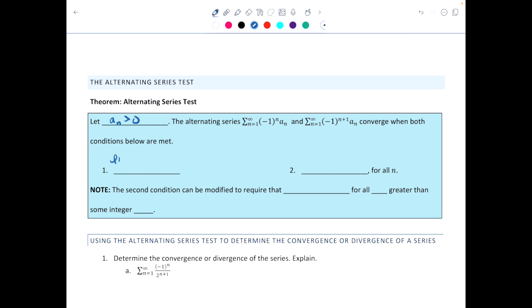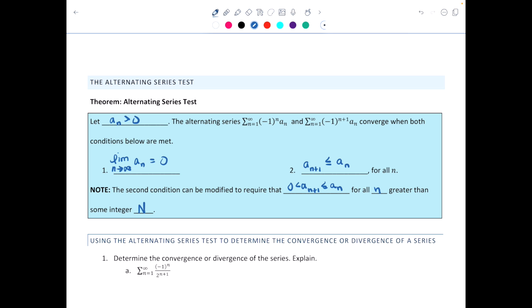And so the limit as n approaches infinity of a sub n has to be equal to 0, and a sub n plus 1 needs to be less than or equal to a sub n for all n. Okay? So the second condition, of course, can be modified to require that 0 is less than a sub n plus 1 is less than or equal to a sub n for all n greater than some integer capital N.